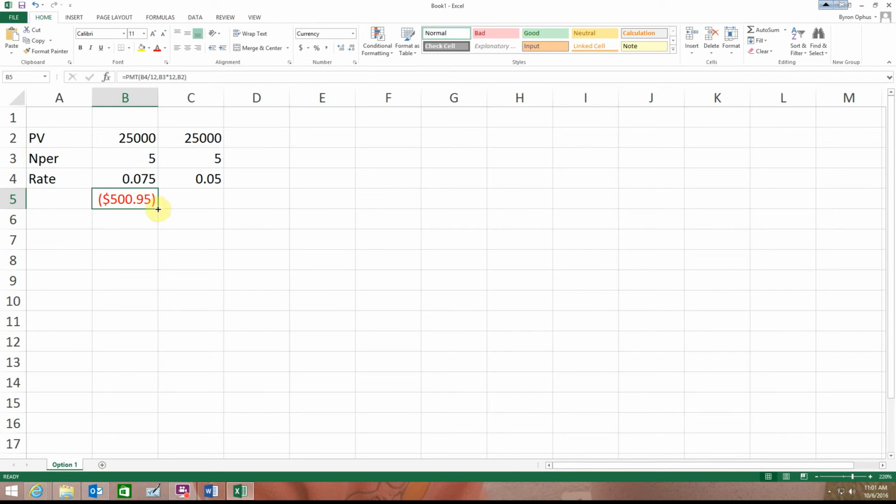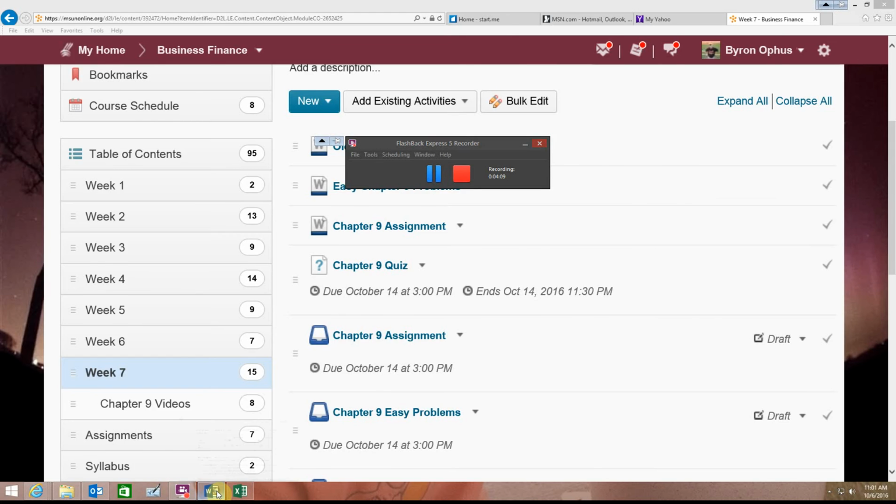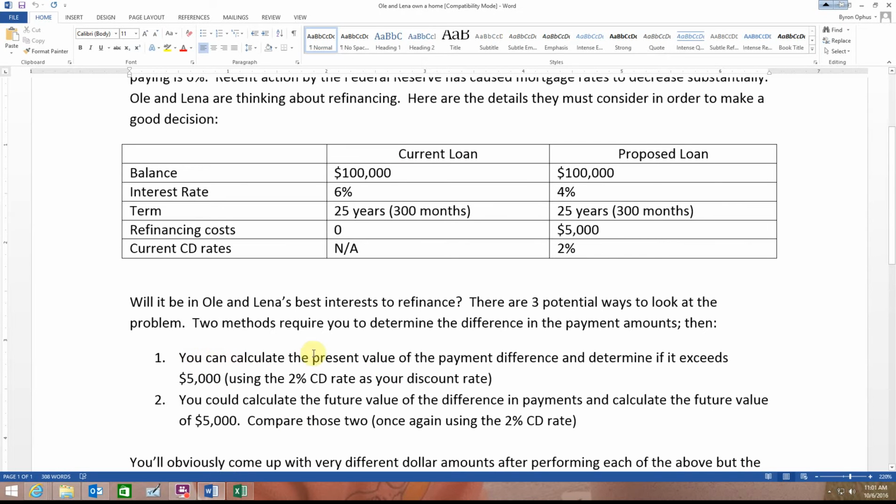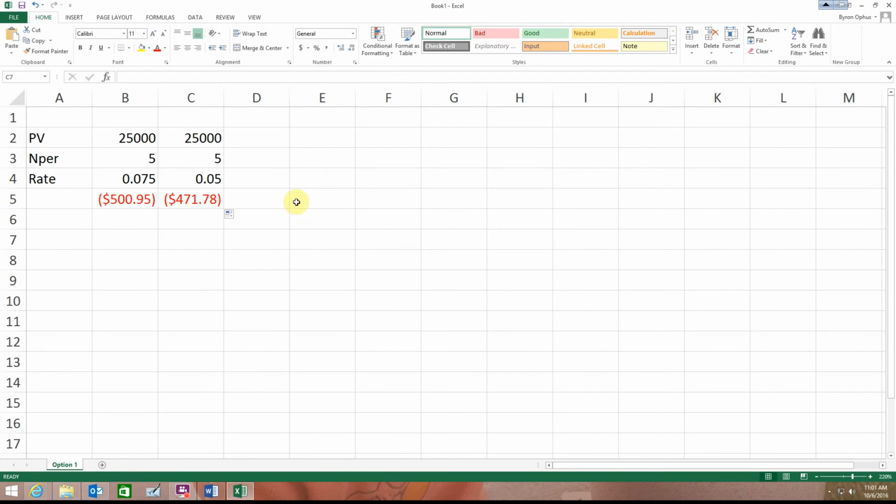Again, because of the way I've entered it, I think I can just do this. I'm going to save, what's that, 29 bucks per month. Then in Ole and Lena's case, you can calculate the present value of the payment difference. The difference here is 29, and because these are both negatives, it's always kind of a pain in the butt, but this is equal to this minus a minus. I think that'll get me right. 29 bucks. Yep. And it actually is a negative, so that's kind of nice.